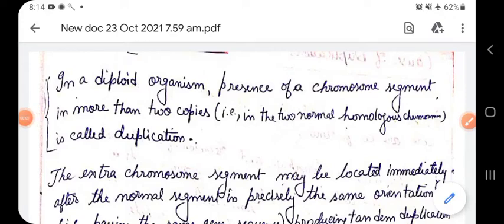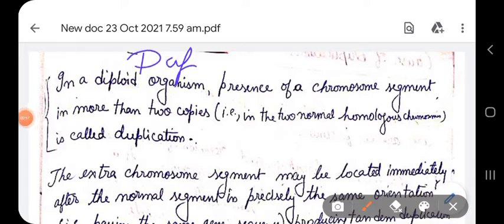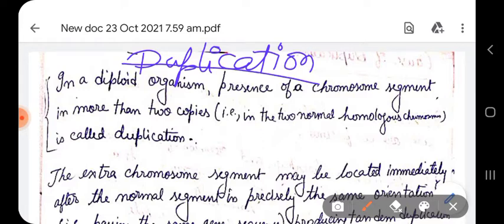So today I'm going to discuss with you all about duplication. Now you all know about duplication, that duplication simply means presence of an additional chromosome segment in a nucleus. So it simply means presence of an additional chromosome segment within the nucleus.